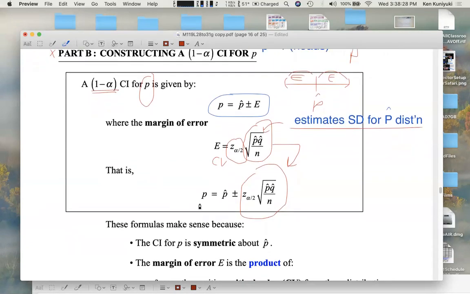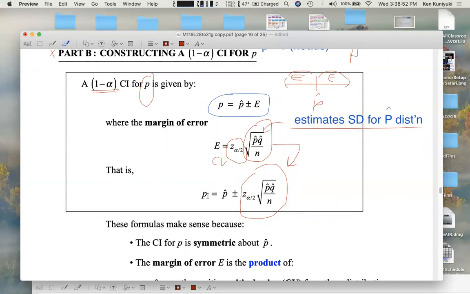We center the confidence interval at the point estimate, in this case, P hat. And then we add and subtract a margin of error to get the limits of the confidence interval. And the margin of error is obtained by getting a critical value, a z-score in this case, times some measure of spread for the distribution of interest. We'll talk more about that in just a minute.